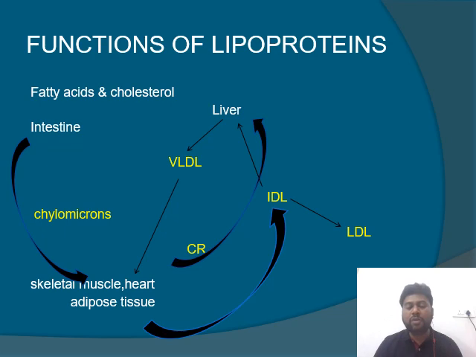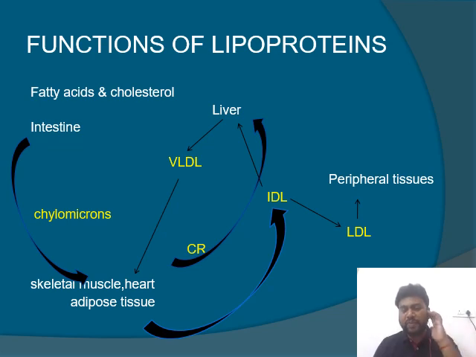Now this cholesterol rich LDL will be taken up by the peripheral tissues and the cholesterol within it will be utilized by them. So the function of LDL is to transport the endogenously synthesized cholesterol from the liver to peripheral tissues. If more and more LDL cholesterol accumulates in the peripheral tissues, it can lead to atherosclerosis. That's why LDL is called bad cholesterol.